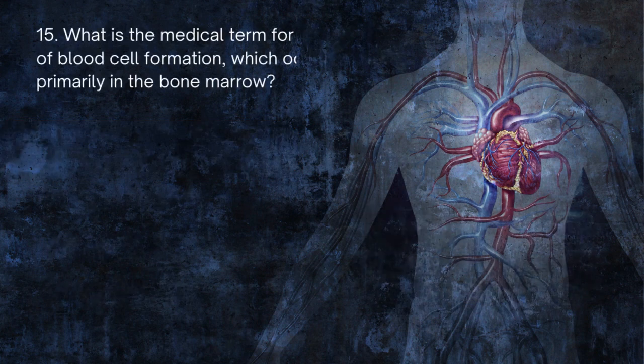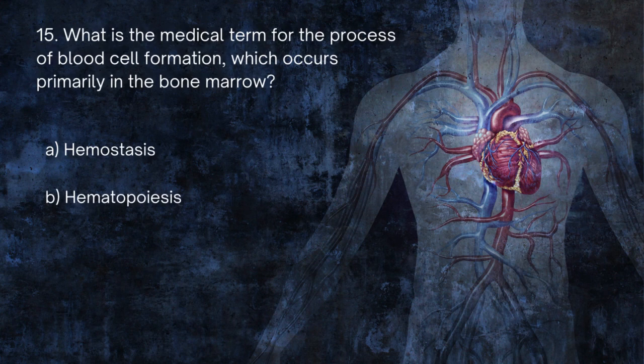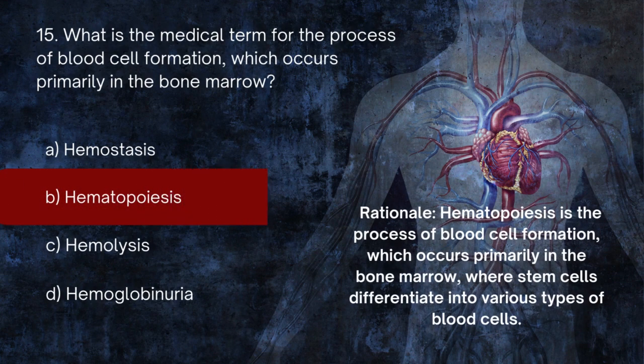15. What is the medical term for the process of blood cell formation, which occurs primarily in the bone marrow? A. Hemostasis. B. Hematopoiesis. C. Hemolysis. D. Hemoglobinuria. Rationale: hematopoiesis is the process of blood cell formation, which occurs primarily in the bone marrow, where stem cells differentiate into various types of blood cells.